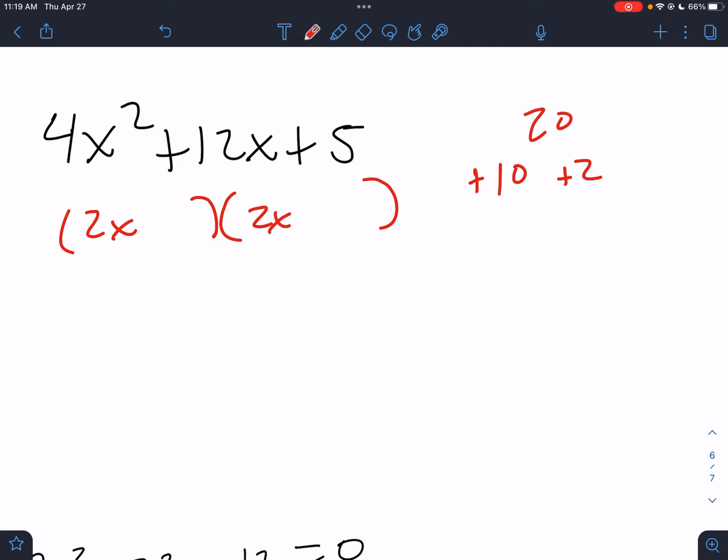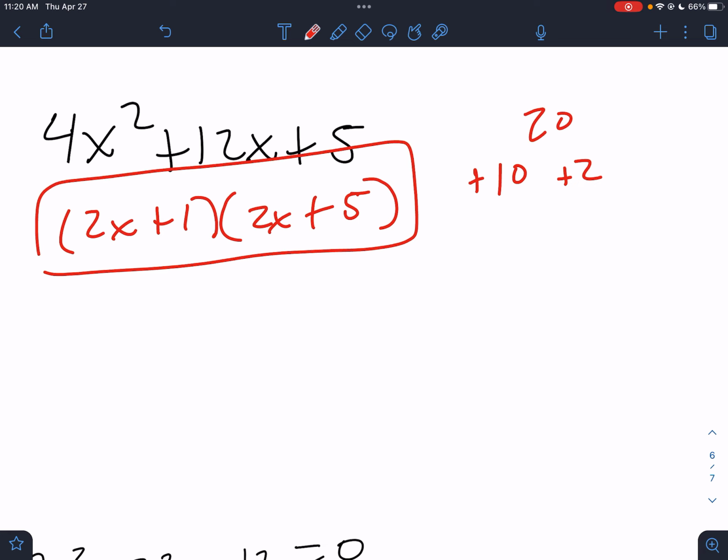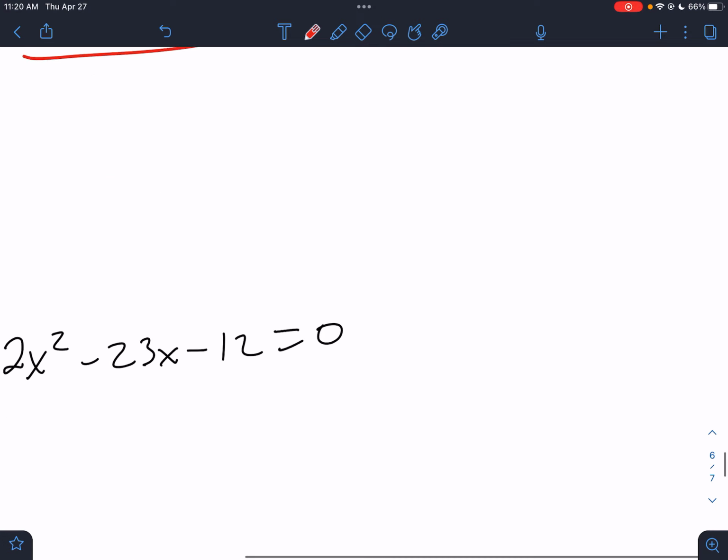How do I get 10 from 2? Plus 5. There's my plus 10x. And then how do I get 2? With a plus 1. Got it. So that would be 4x squared plus 10x plus 2x plus 5.